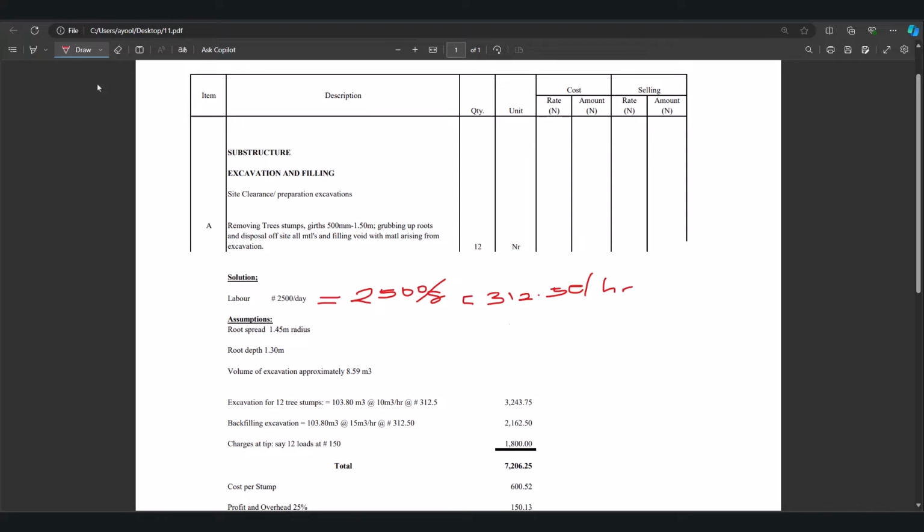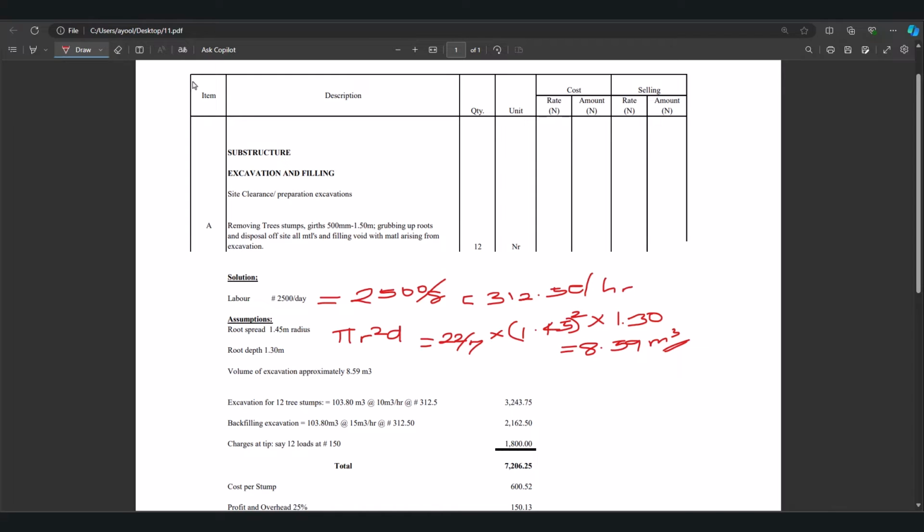We'll be making a few assumptions. The root spread is going to be 1.45 meter as the radius, and the root depth is 1.3 meter. With this assumption, we are going to be calculating the volume of excavation using this formula: pi r square multiplied by the depth, which equals 22/7 multiplied by (1.45) squared multiplied by 1.3 meters. So it's going to give us 8.59 approximately cubic meter.